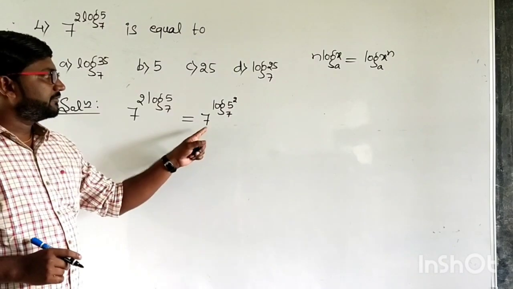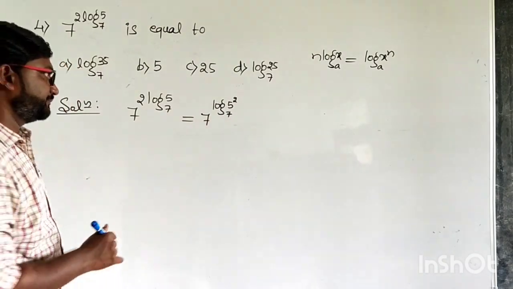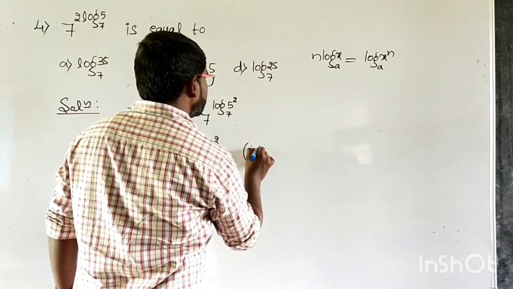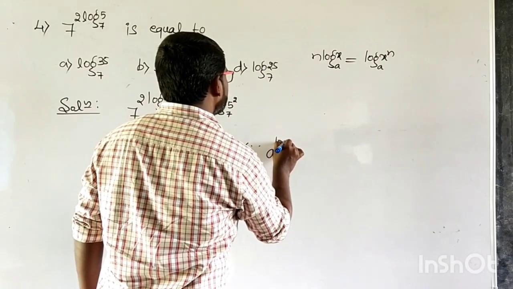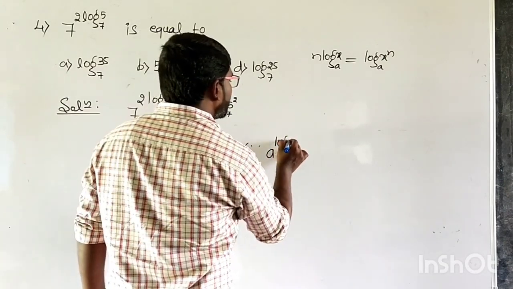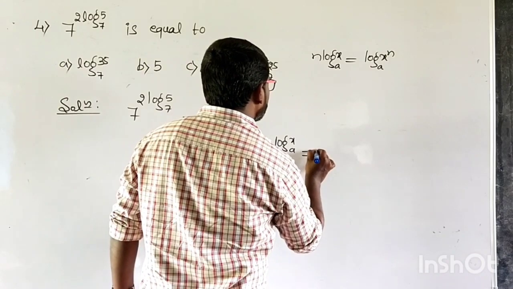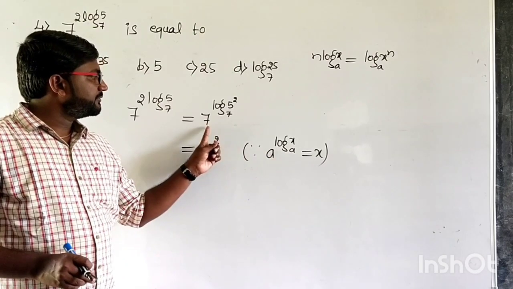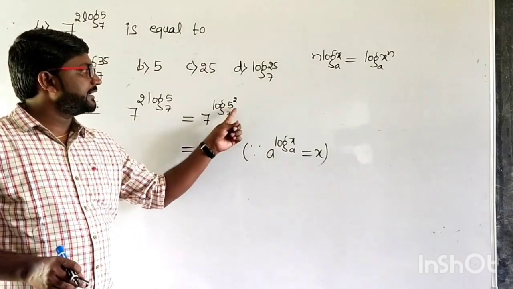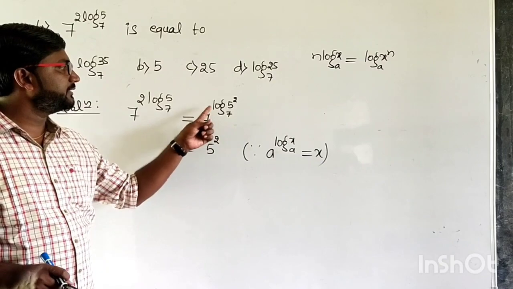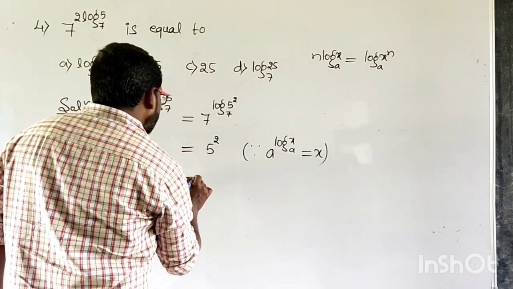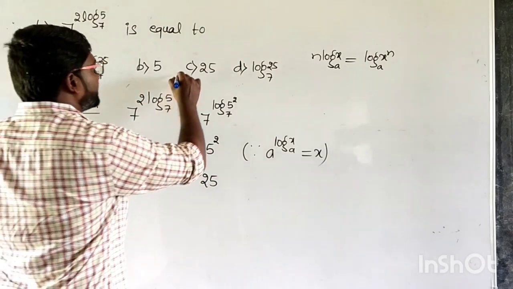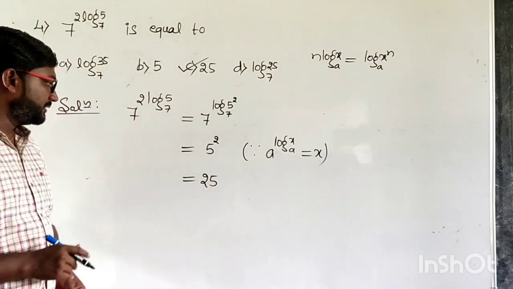So now we have to apply the standard property here. So this is nothing but 5 square, since a raised to log x to the base a is equal to x. So we are making use of this property here. So we have 7 and 7. So whatever is there, that becomes the value of this particular term. So 5 square will be 25. So which is the right answer now? It is option C. So this is all about the fourth multiple choice question.